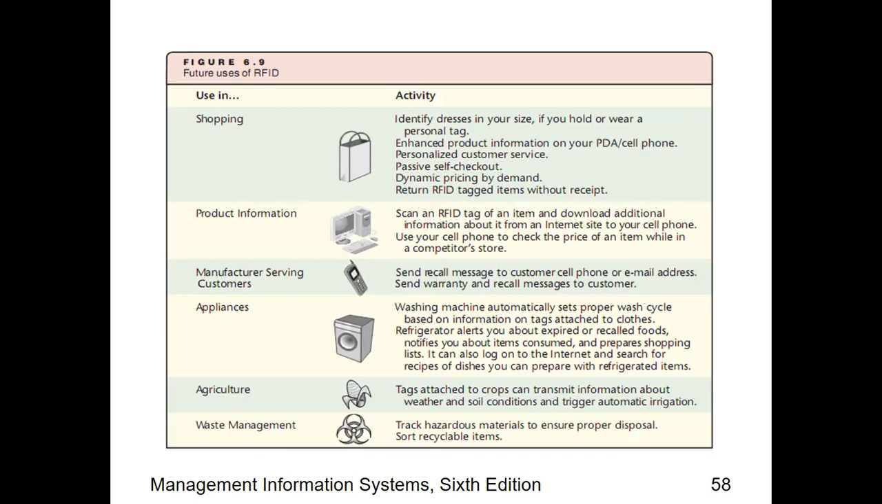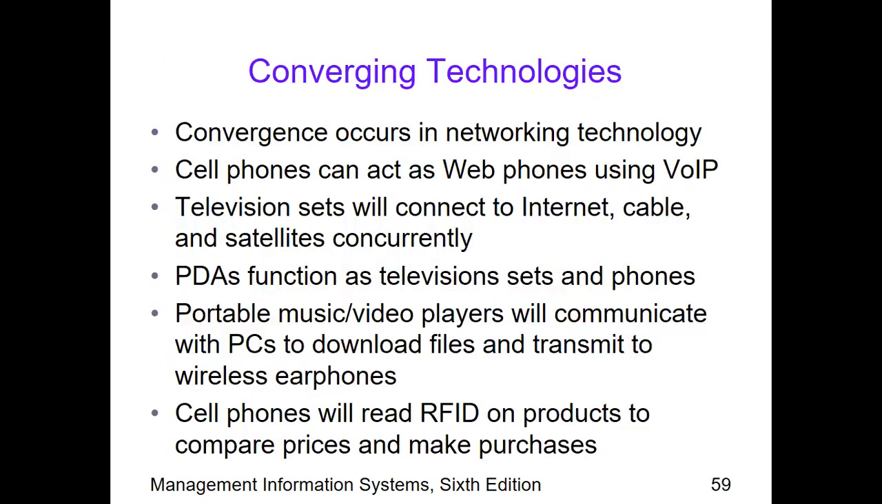And agriculture, we can attach tags to crops that can transmit information about weather and soil conditions and trigger automatic irrigation. This is nice. Hopefully this would really happen in the future. And we don't know if it already happened. Then waste management, track hazardous materials to ensure proper disposal and sort recyclable items.